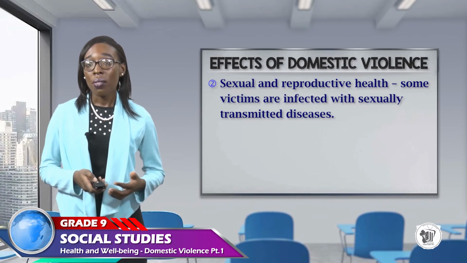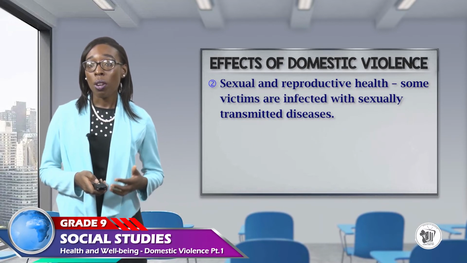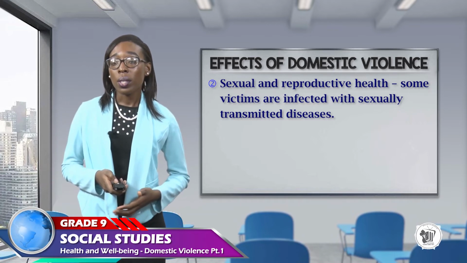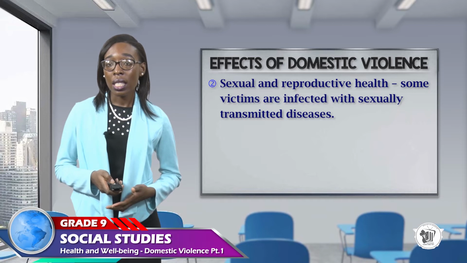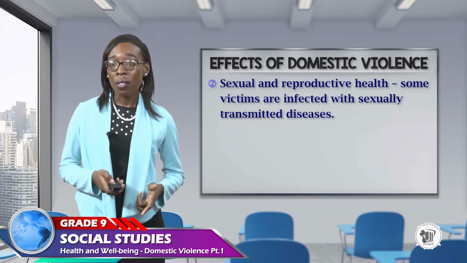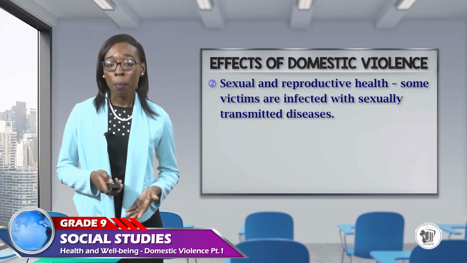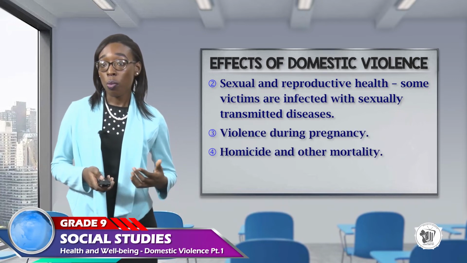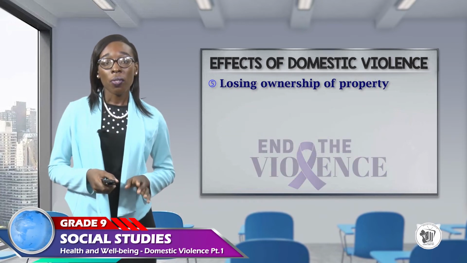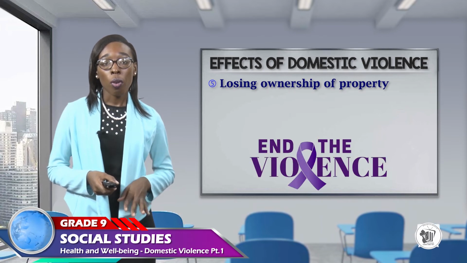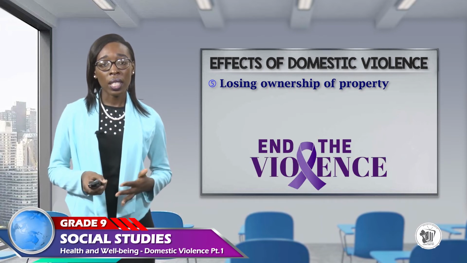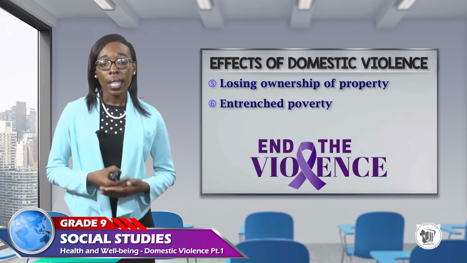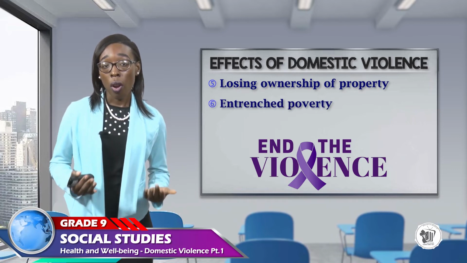The second effect is sexual and reproductive health. Some victims are affected with sexually transmitted diseases such as gonorrhea, syphilis, hepatitis A and B. A third effect is violence during pregnancy. Number 5, losing ownership to property such as land, vehicle, anything that a victim may own. The sixth effect is entrenched poverty.